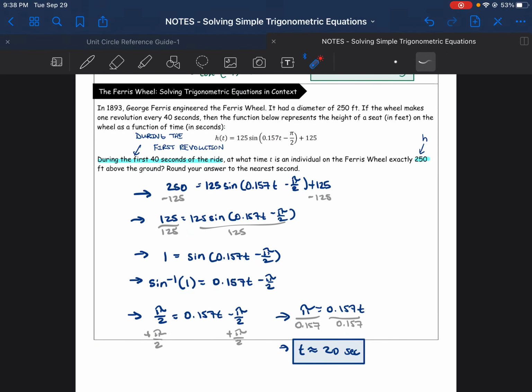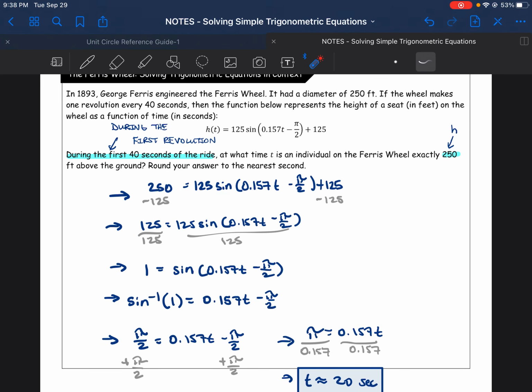Now, there's also a more logical way to think about this. If one revolution takes 40 seconds, and we already know the diameter is 250 feet, well, think about it: if we have a seat that's starting on the ground, it takes 40 seconds for it to go full circle on the Ferris wheel. Halfway through that rotation, it's going to be at the very top, which is 250 feet, the diameter. We know that means after 20 seconds, which is half of the full revolution, we'd be at the tippy top, 250 feet. Half of 40 seconds is 20 seconds. So that's kind of a more logical way to think about that.